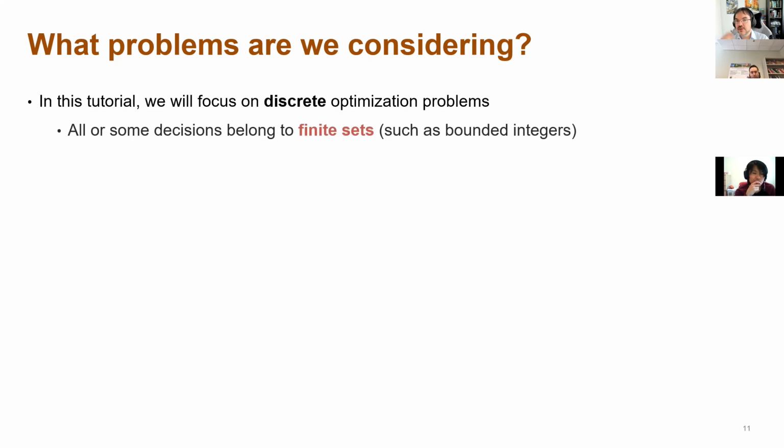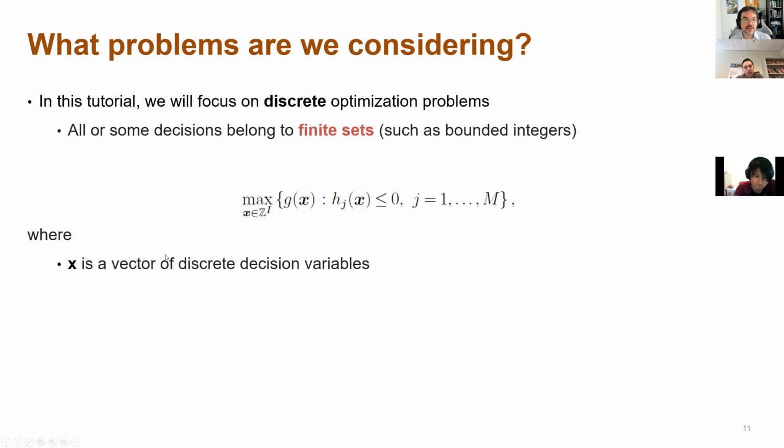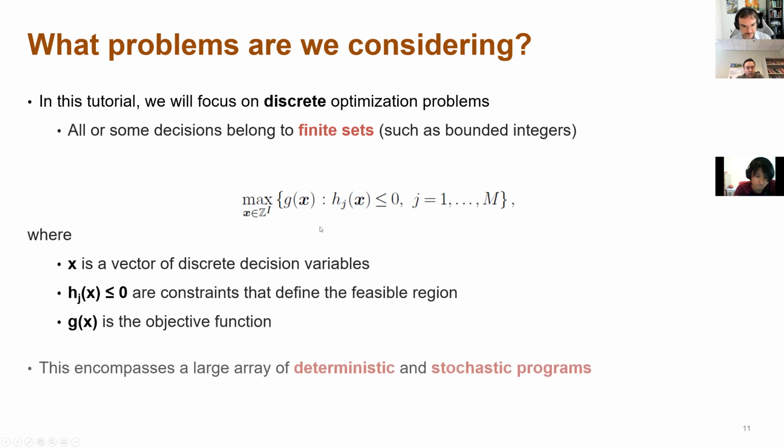So our decisions are always going to belong to some finite sets. So let's say bounded integers, but they can also be fractional values as long as they are finite, okay? This is the very general structure of problems that we're going to consider here. I have to maximize some function g over some set of constraints that I'm not specifying if they're linear or not, but still I have a finite number of constraints and a finite number of variables. All the variables themselves have finite domains, okay? Now, x is going to be a vector of discrete decision variables. There are constraints that define the feasible region, okay? And g(x) is the objective function.